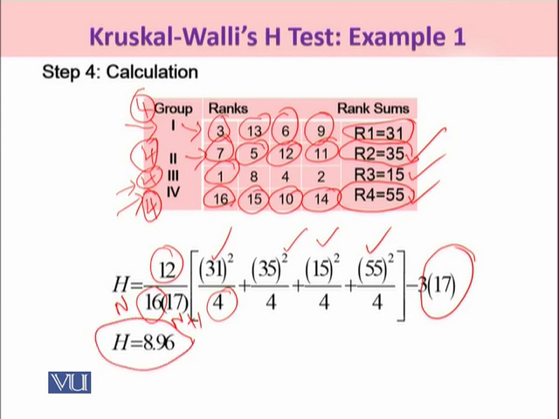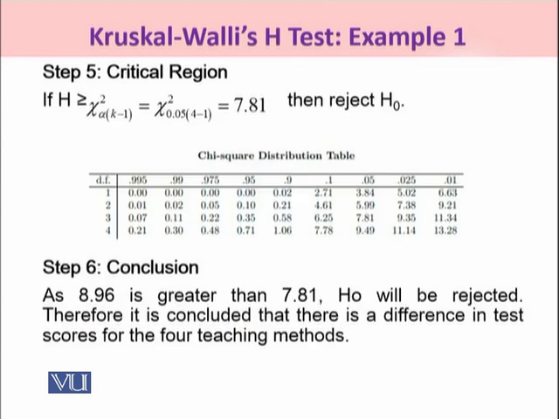Now students, you need to compare this particular calculated value with the critical value. Now as you can observe that sample size, that means capital N, the total number of observations were much greater than 5. So we'll be making use of the chi-square statistic to construct the critical region. So we'll be constructing that if H, which is our test statistic, is greater than or equal to chi-square alpha, k minus 1, where alpha is our level of significance, that is 0.05, and k is the total number of groups, which were 4, so 4 minus 1.